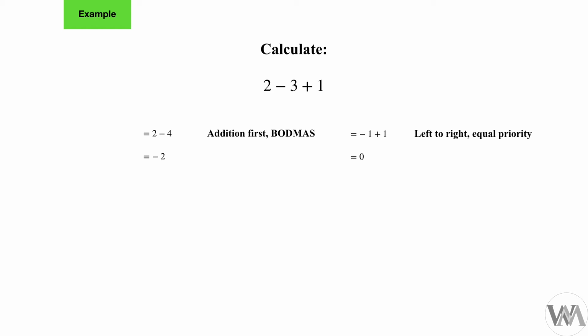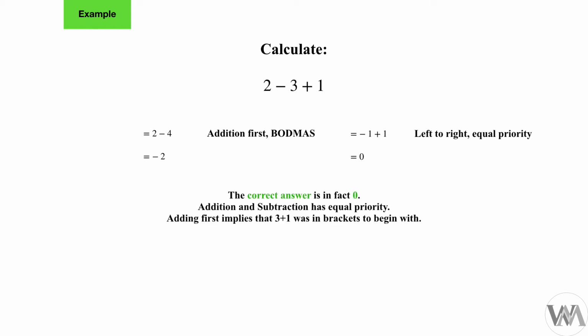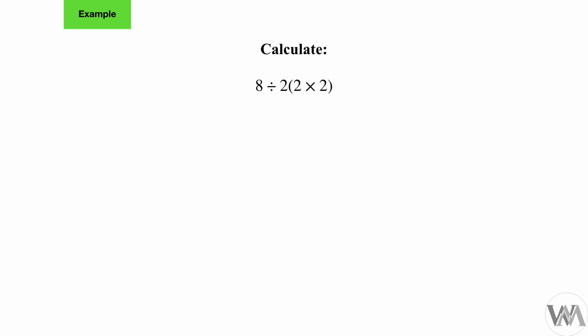So which answer is correct then? Minus 2 or 0? The correct answer is in fact 0. We must remember that addition and subtraction have equal priority. And adding first will imply that 3 plus 1 was in fact in brackets to begin with, which is not the case.